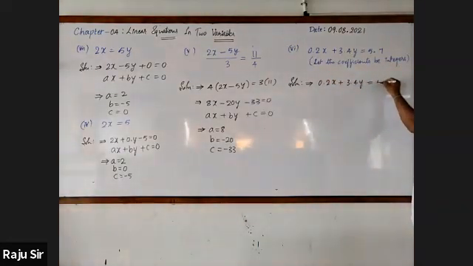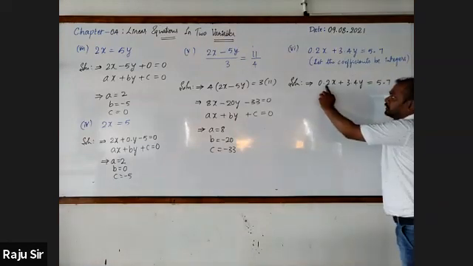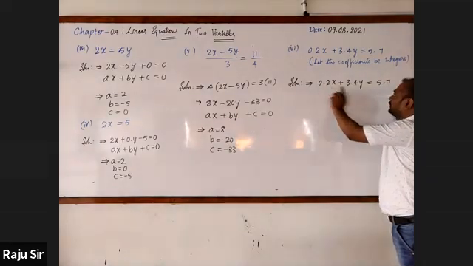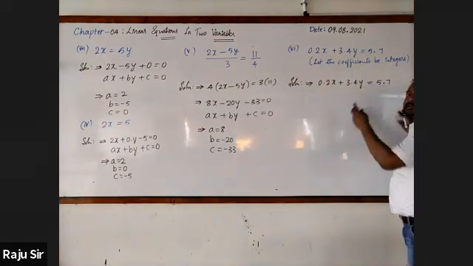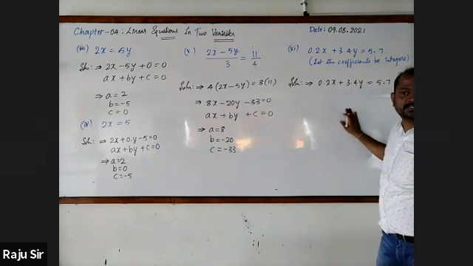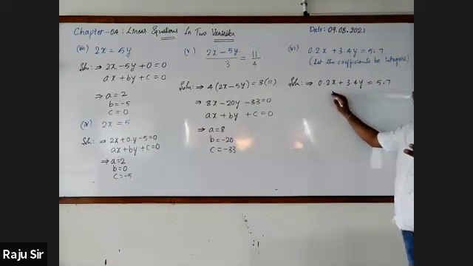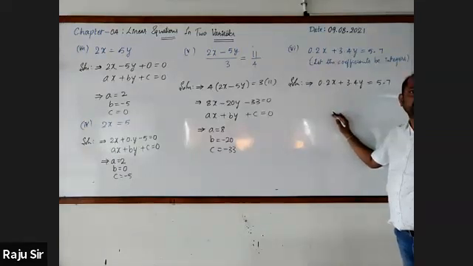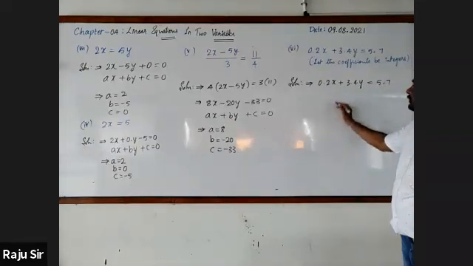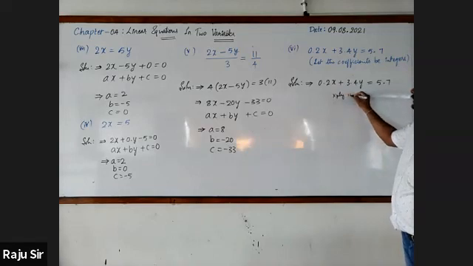3.4y equal to 5.7. A simple thing is, after the decimal how many digits? Here 1, here 1. Just multiply 10 on both the sides. If there are 2 digits, multiply 100 on both the sides. If 3, then 1000. Here let us multiply 10 on both the sides.